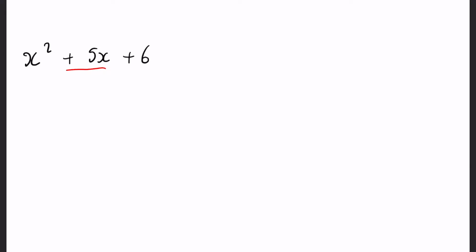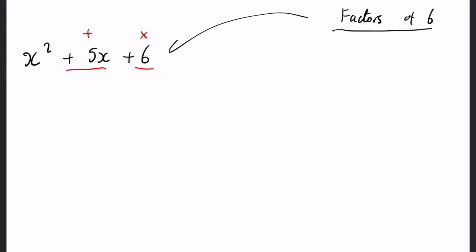These two numbers here are very important. We need to find two numbers that add together to make the 5x, or the 5, and multiply together to make 6. I always start off by writing down the factors of 6. I find that really important. So the factors of 6, because that's the number we need to multiply to get to. So factors of 6 include 1 and 6, and 2 and 3.